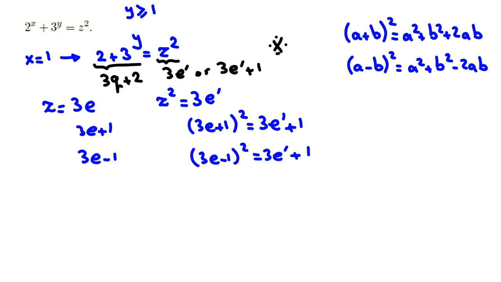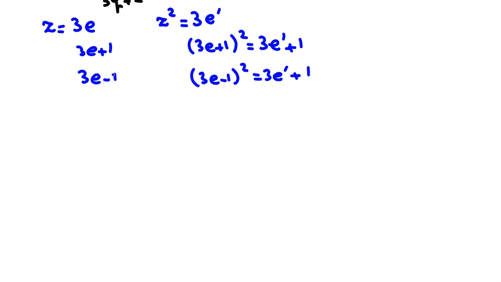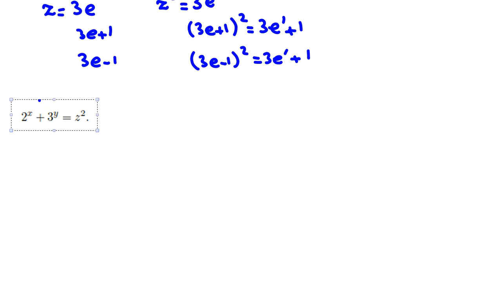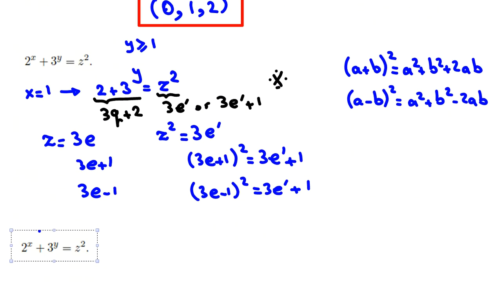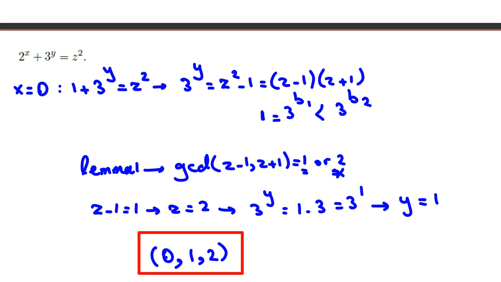If you know congruency, you can easily say z squared is 0 or 1 mod 3, and the left side is 2. 2 is not equal to 0 or 1. But if you don't know congruency, you can easily understand this way too. Now, let's consider the next part. We've considered x equal to 0 and x equal to 1.